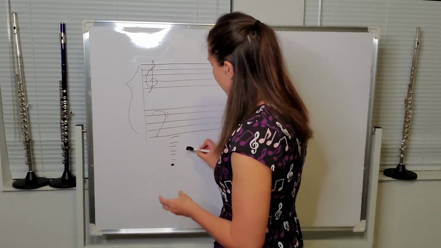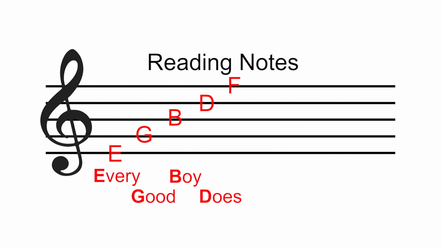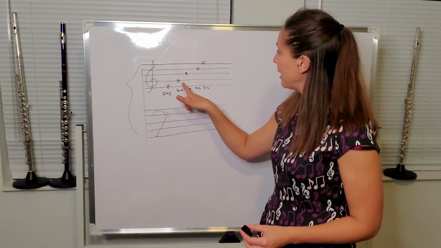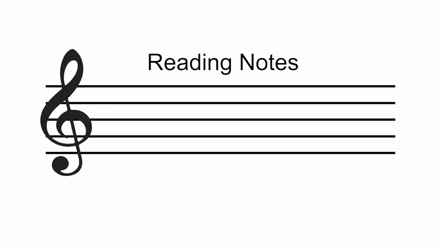Okay, going back to the treble clef. The lines are E, G, B, D, and F. And how you can remember is every good boy does fine. And remember, if you happen to forget, you can always go back to the note G and work your way up. And then the spaces are F, A, C, E. And it's a little easier to remember because it spells the word face.